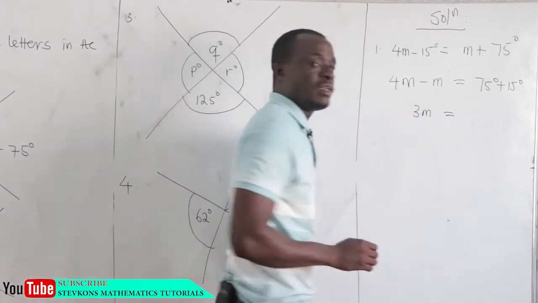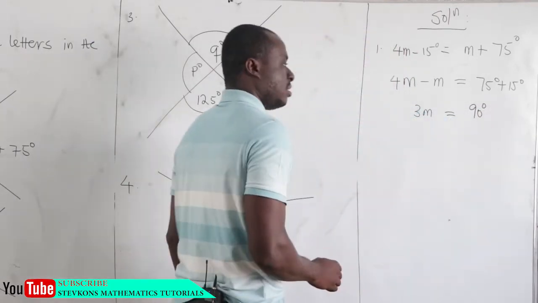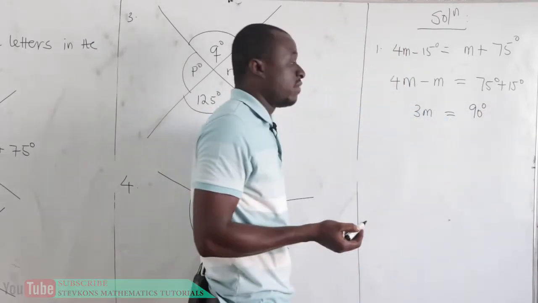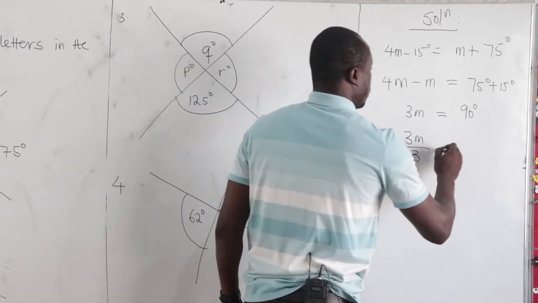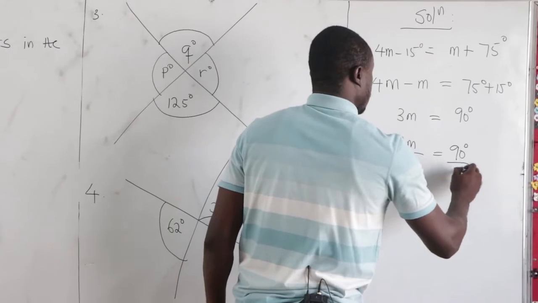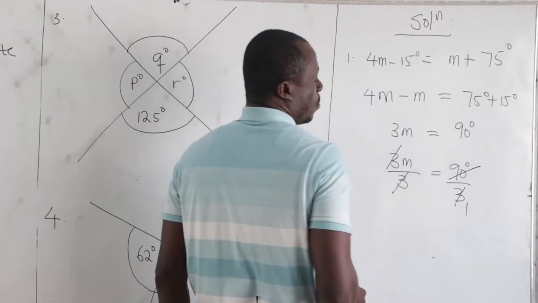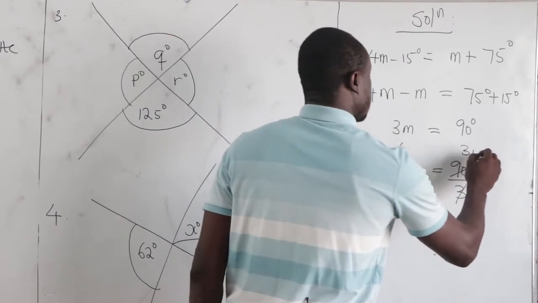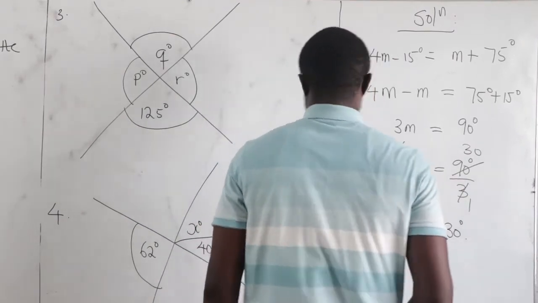And then 75 degrees plus 15 degrees, this is just 90 degrees. Now I want to find m, so we divide both sides by 3. So 3m all over 3 equals 90 degrees all over 3. The 3 cancels out, and 3 goes into 90, that is 30. So we have our m to be equal to 30 degrees.